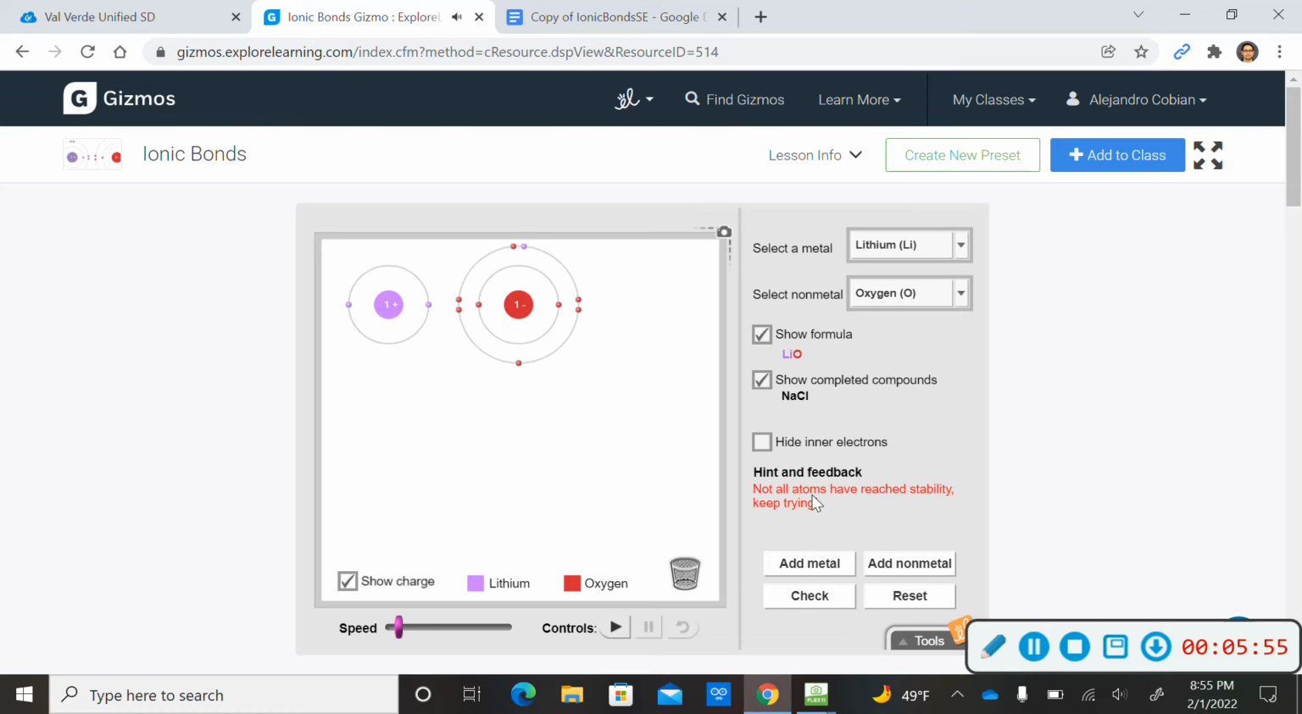These elements are not stable. Lithium is stable, it has a full valence shell. However, oxygen is still missing 1 electron here. So I'm going to go ahead and add a metal because we need to donate to it. So let's go ahead and donate and check. And now it is stable. We have now completed lithium oxide.